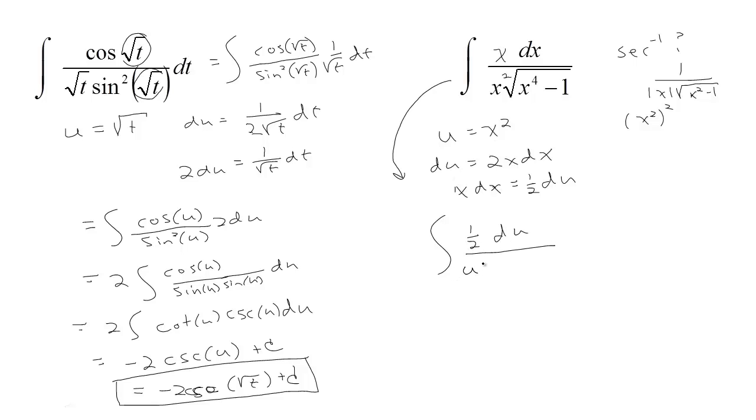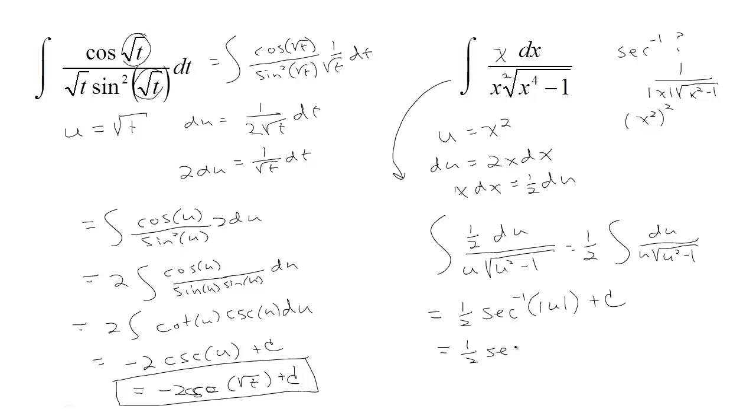X squared is u, and then x to the fourth would be u squared, so we have u squared minus 1. So this is 1/2 the antiderivative of du over u times the square root of u squared minus 1. And this one is the secant of the absolute value of u. So we have 1/2, oh sorry, not the secant, but the arcsecant. 1/2 the arcsecant of the absolute value of u plus c. Now just substitute back. U was x squared, the secant inverse of the absolute value of x squared plus c.